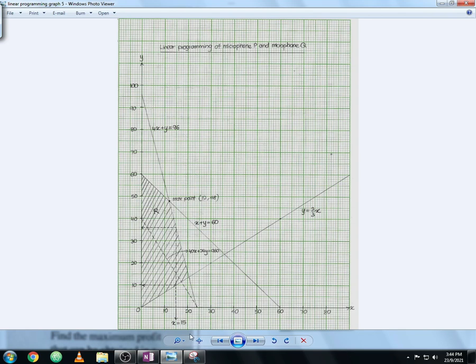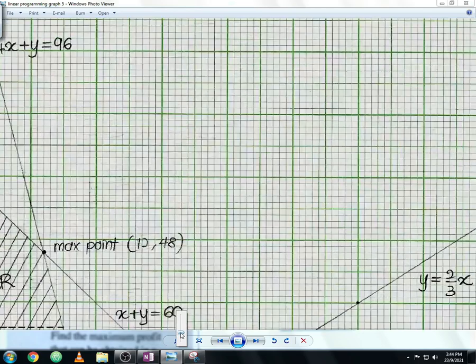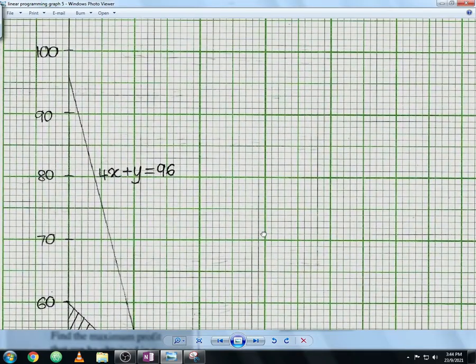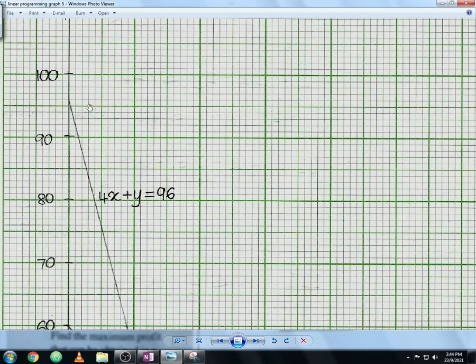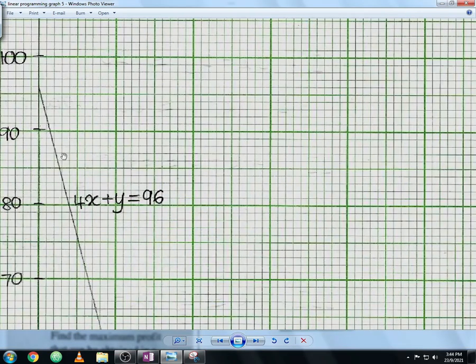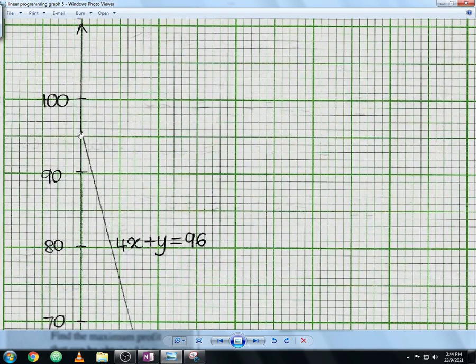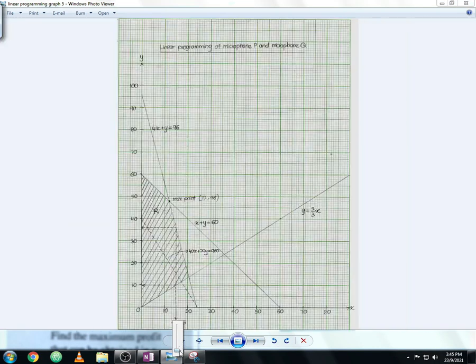If you can't see it clearly, let me zoom in for you. Let us go for a super zoom. As you can see here, it might look like 95, but if you look very closely, it's actually 96. It's actually intersecting over here. So this is for the y-intercept. Let me show you the x-intercept.